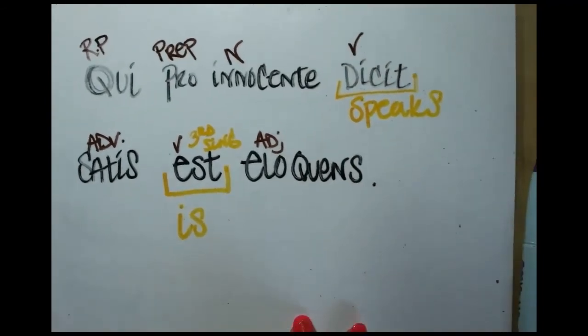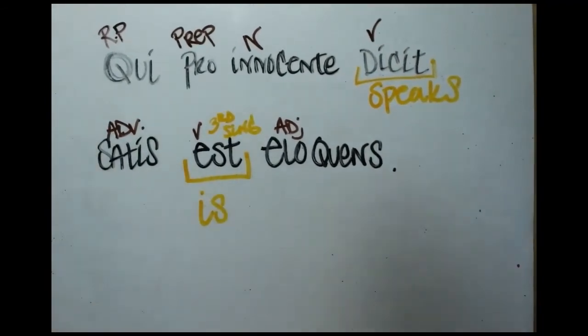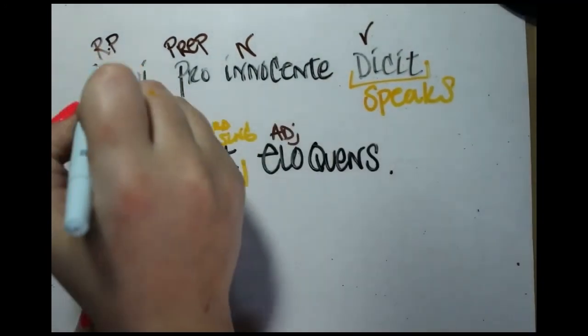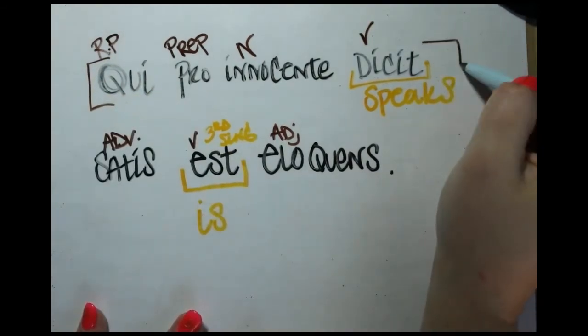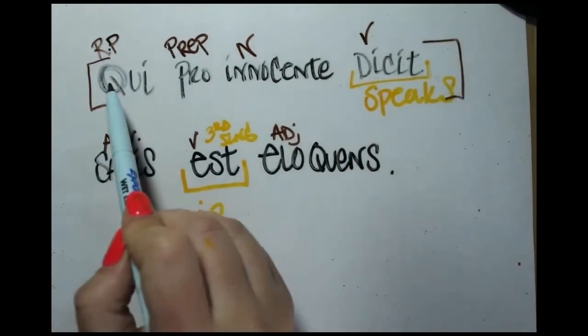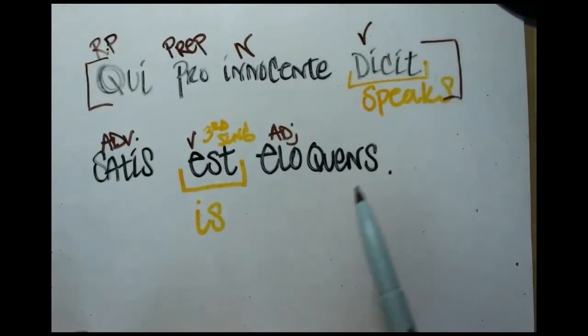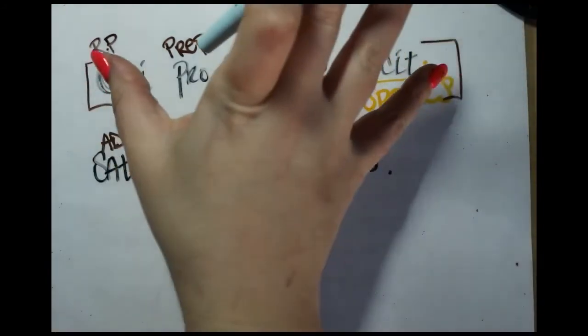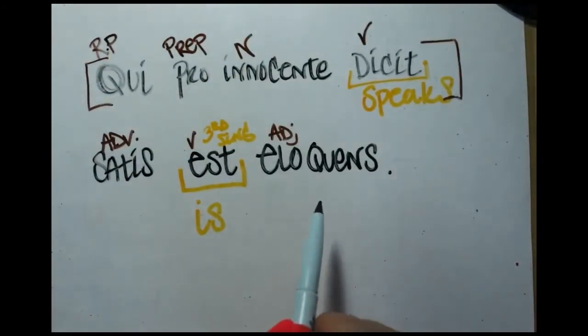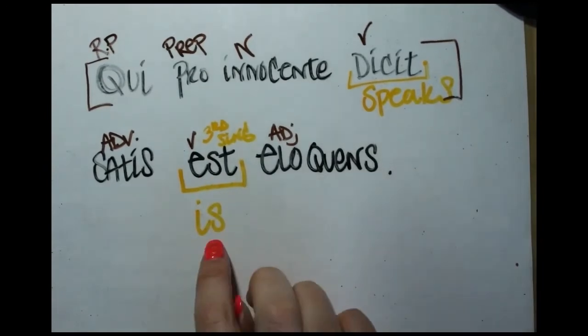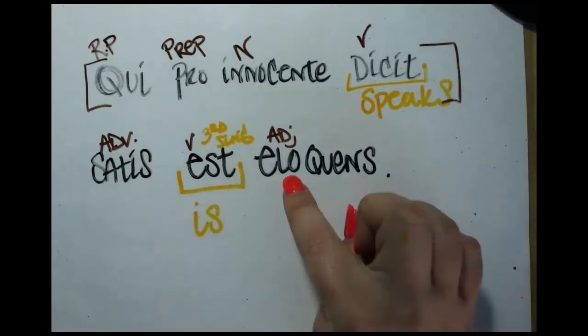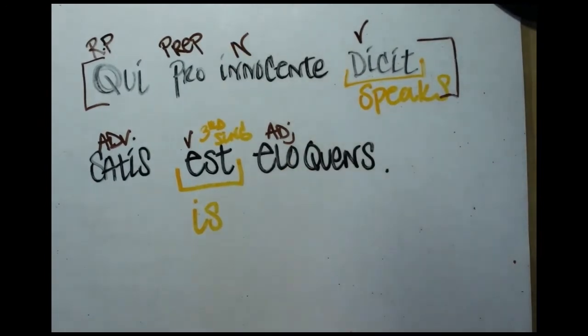Okay, so now we need to know the subject of these. What we can do is take this right here and set it on its own. We can make our own clause here. Start with our relative pronoun and go until we find a verb and isolate it into its own relative clause. This is going to be our main clause down here. Third person, he, she, it is. This right here is an adjective, eloquens.